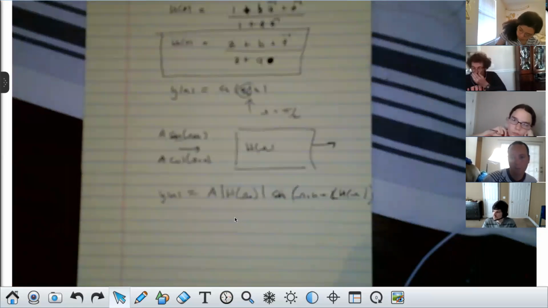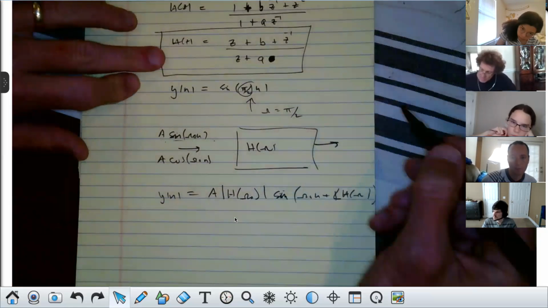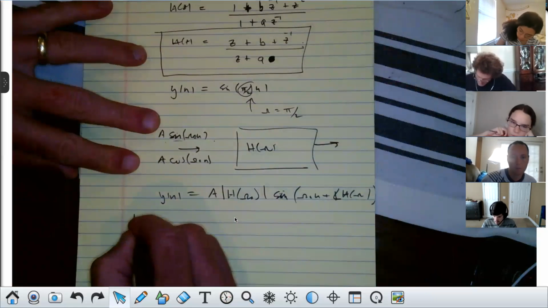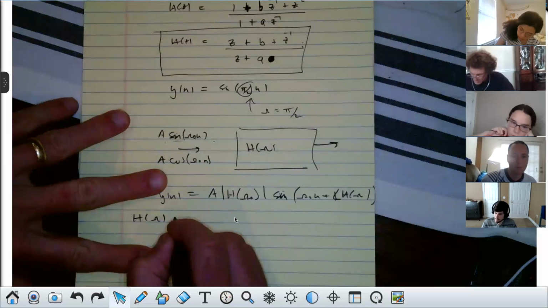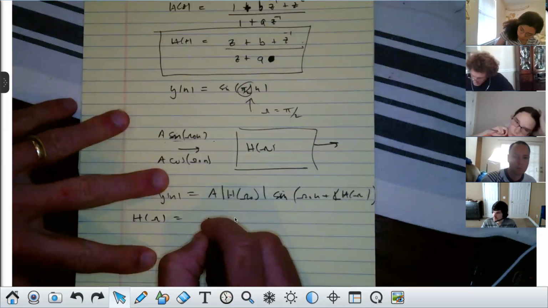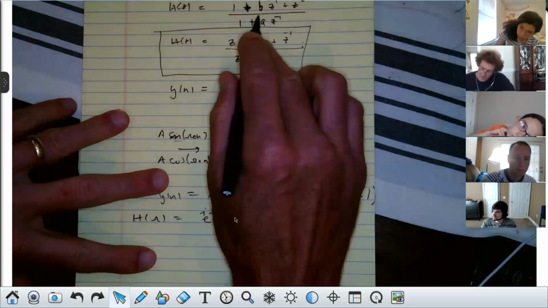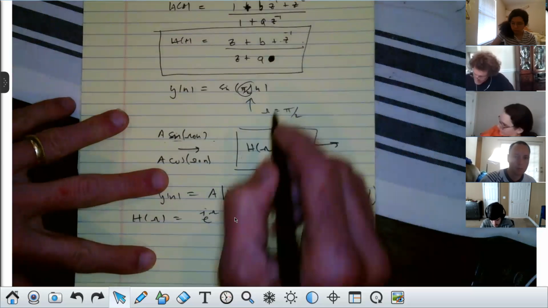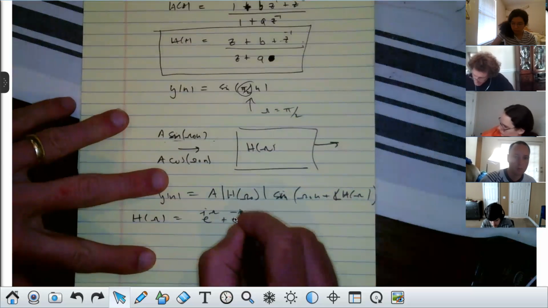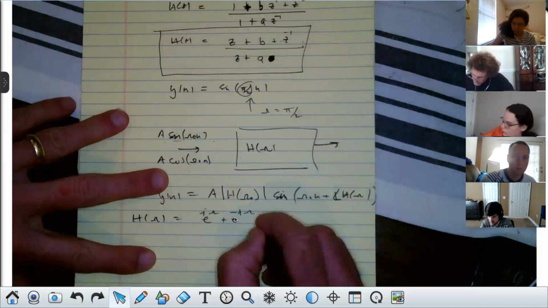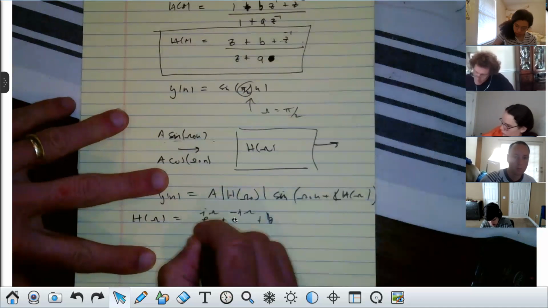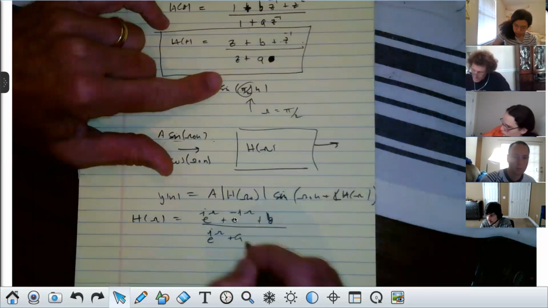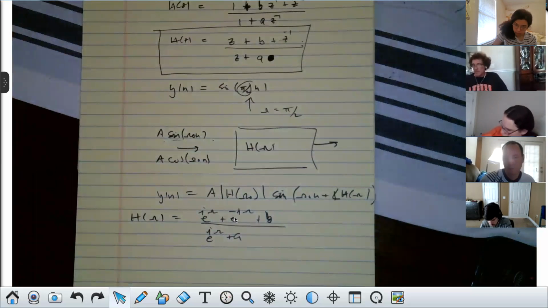All right. Now, you know that this filter that I'm showing you here, when I put it into the omega domain, H of omega would be equal to e to the j omega right here. And I'm going to put the last part right next to it, plus e to the minus j omega plus b, over e to the j omega plus a. Y'all agree with me there?